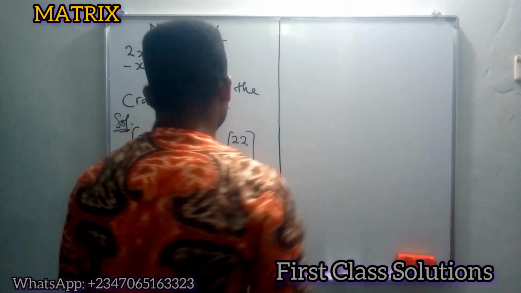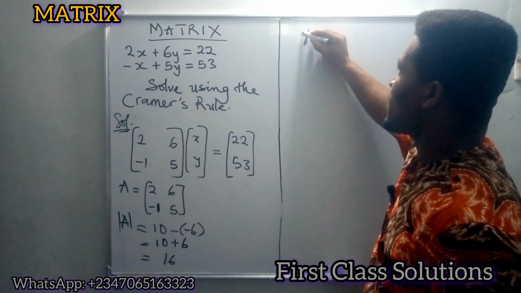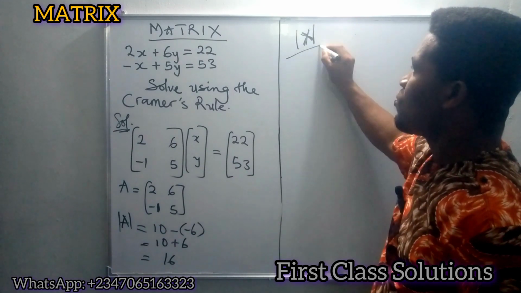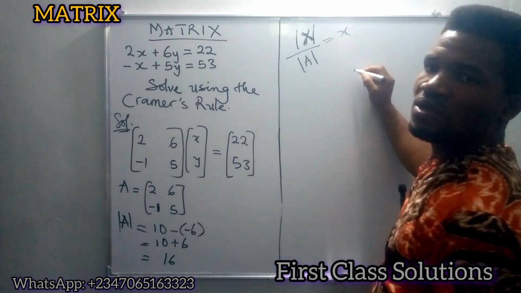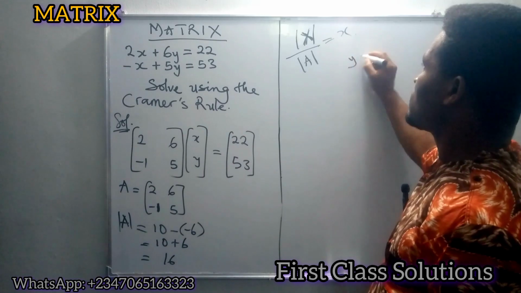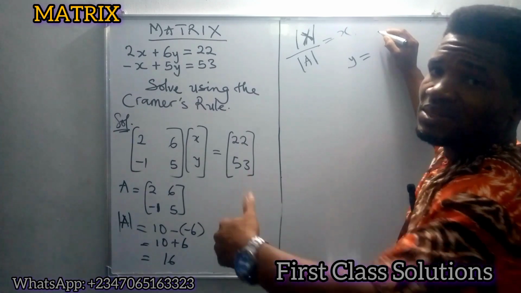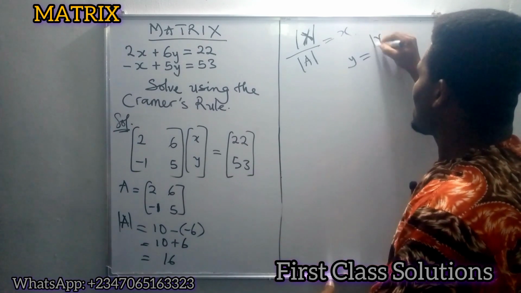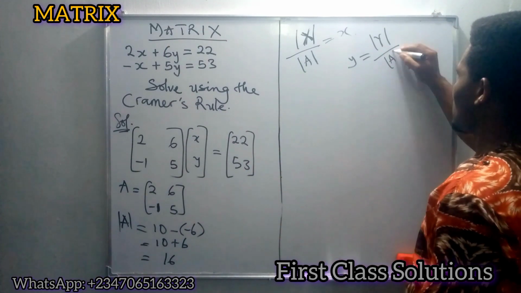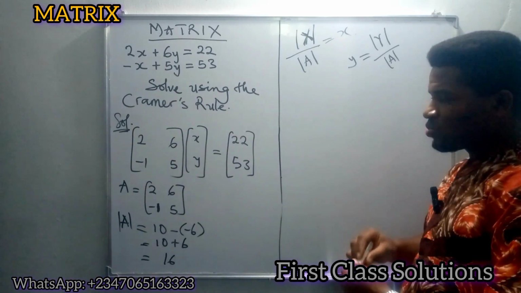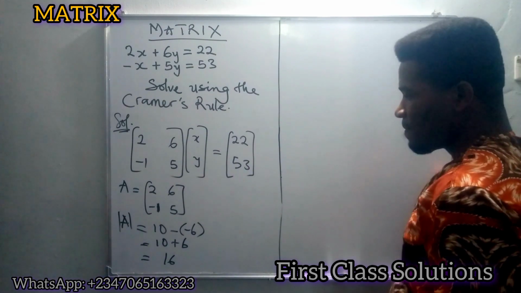Meaning that for those special matrices, if we are looking for x, we have a special matrix called matrix x, whose determinant over the original determinant gives the value of x. Whereas if we want y, it will be obtained from a special matrix, let's say matrix y, whose determinant over the original determinant A gives the value of y.